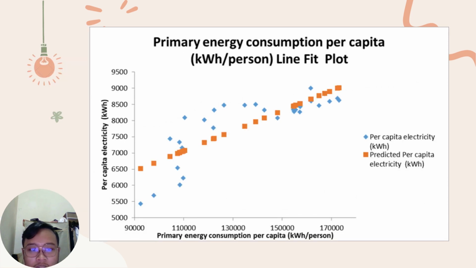Lastly, the primary energy consumption per capita line fit plot graph is shown in the graph. This graph enables us to determine whether or not the residuals are independent of one another. The association should be quite low. The graph makes it evident that the points are depressed. As a result, we can say that the correlation in the regression model is almost nil.